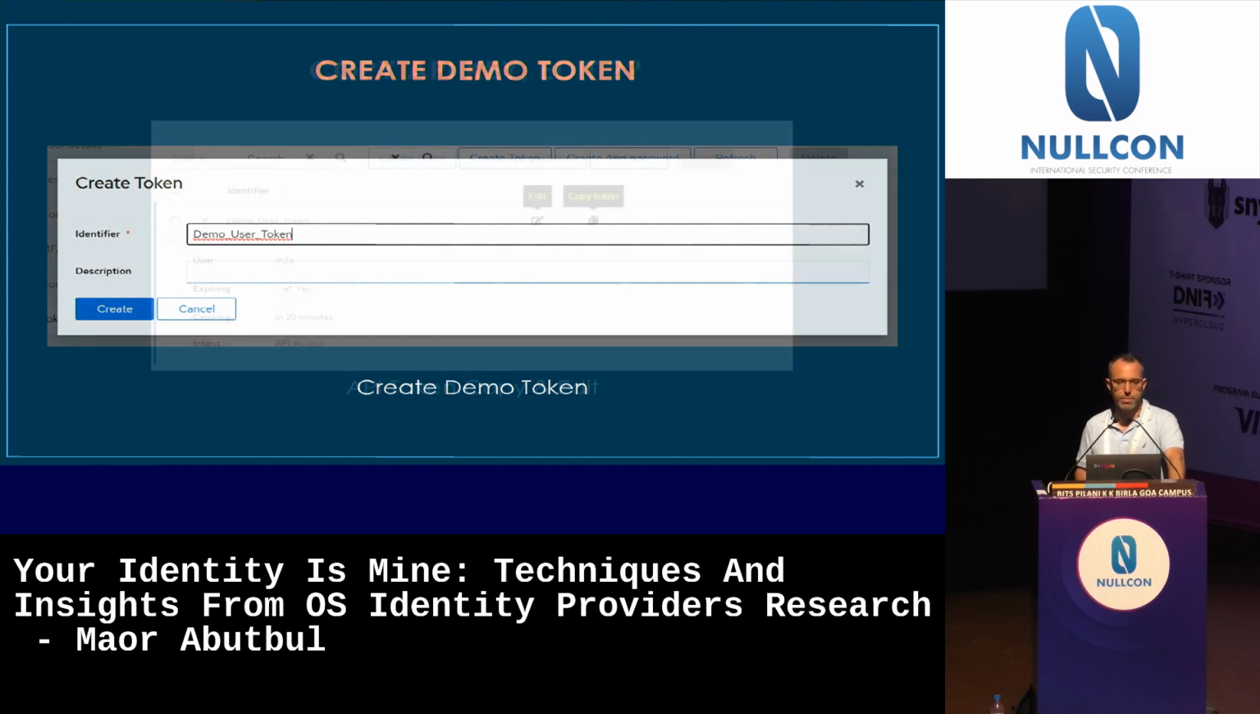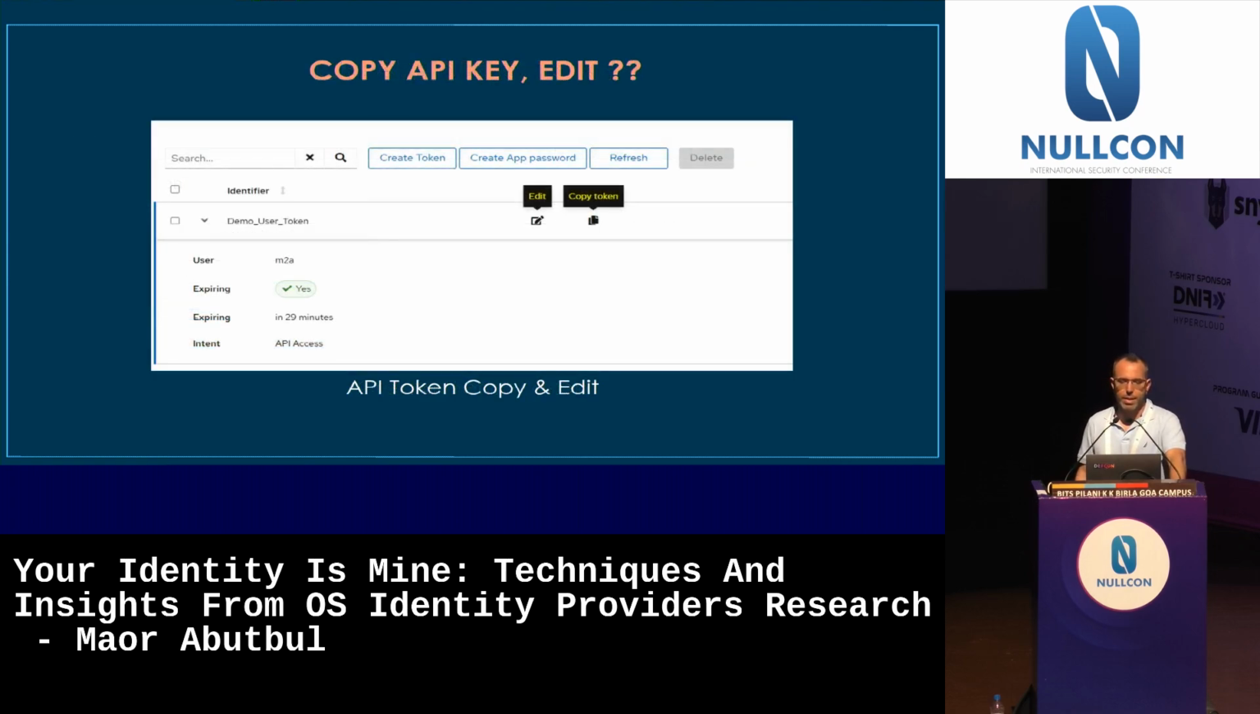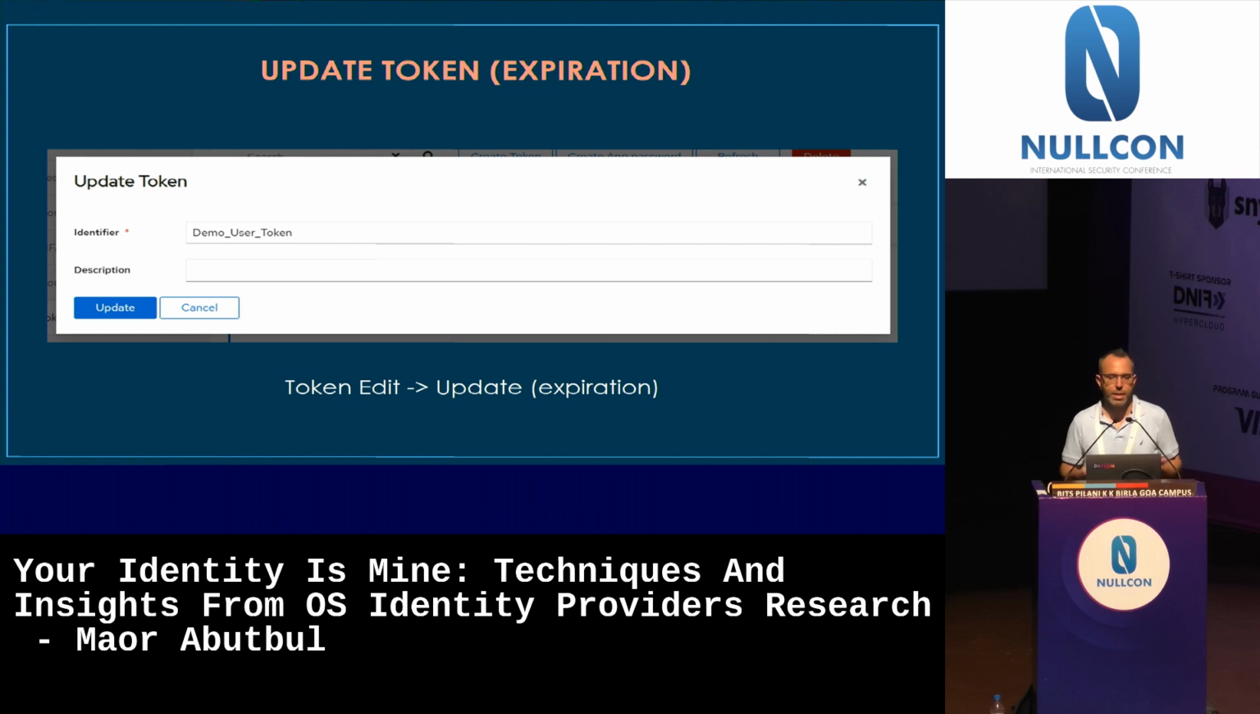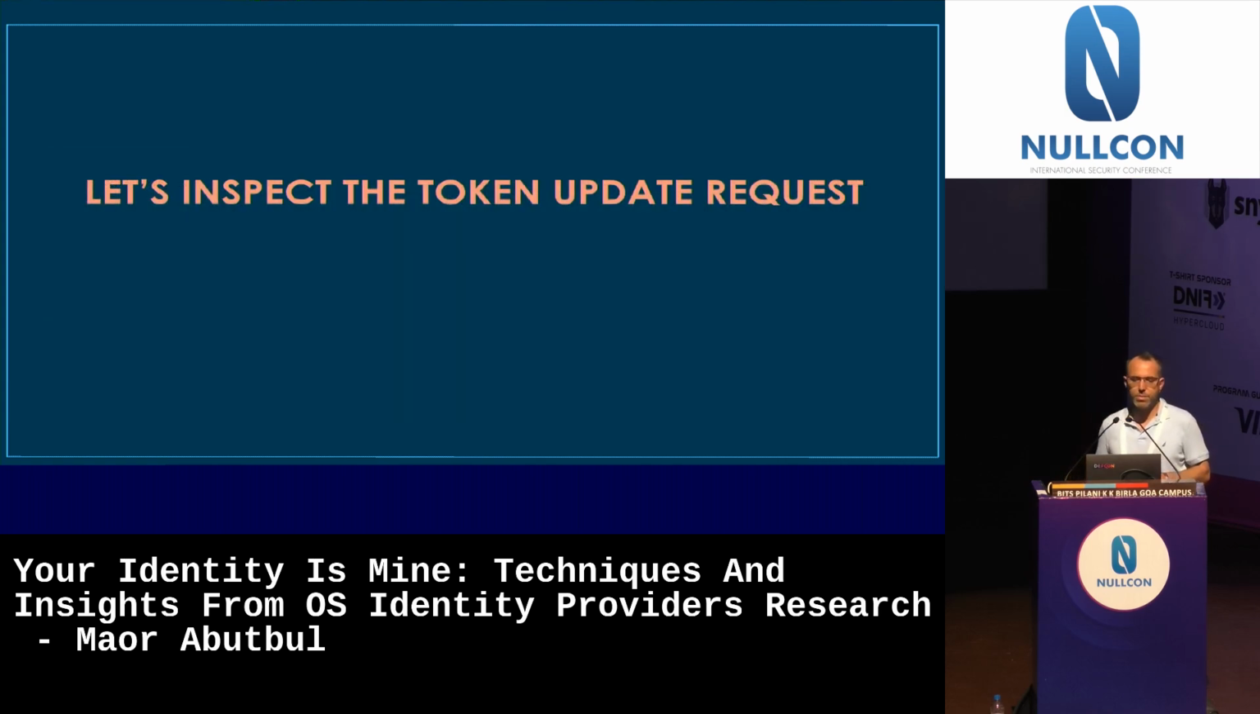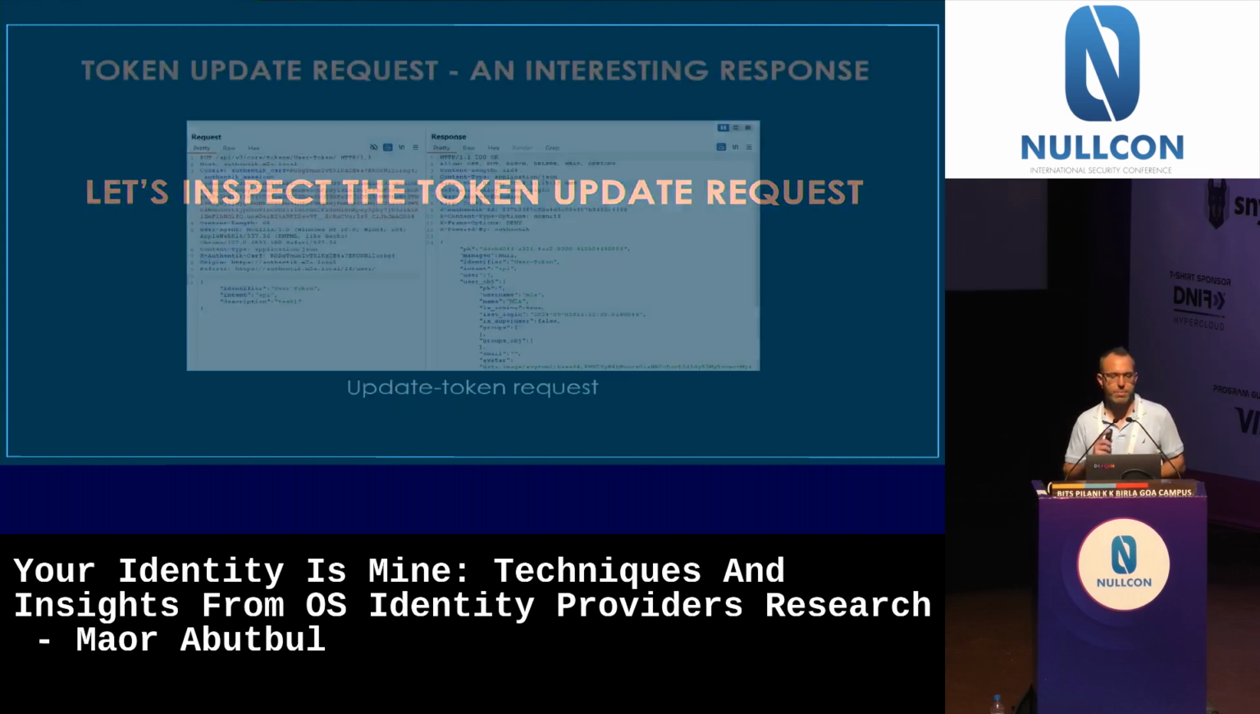We created a token, and then we noticed that a token has an expiration date. A user can copy the API token, and the user can edit his token. Edit means update. A user can modify the token description, and by default, the expiration date is updated. So, we decided to inspect the token update request.